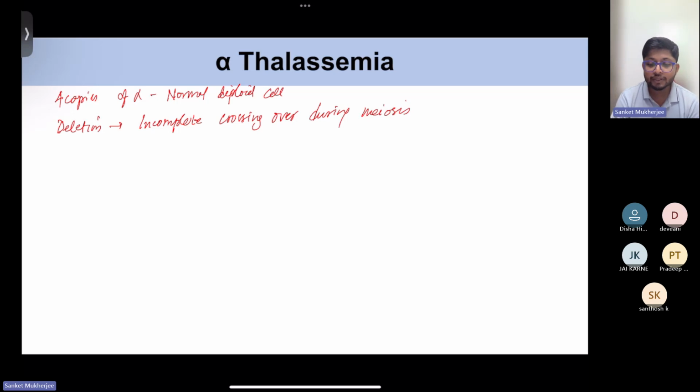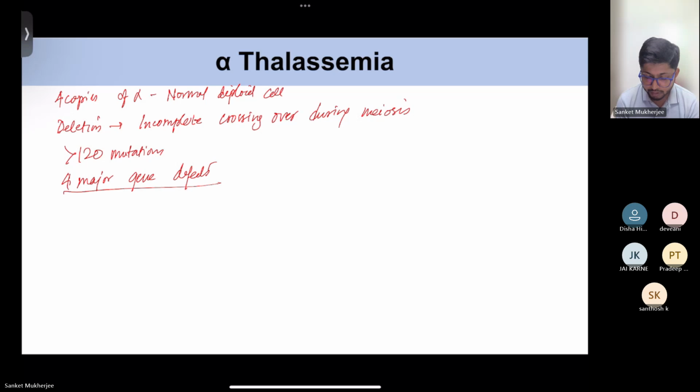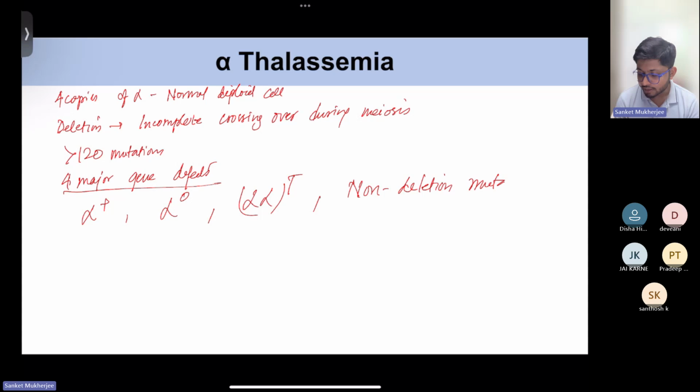So this is how it happens. There are more than 120 mutations that are reported for alpha thalassemia, right? And there are four major gene defects. So they are alpha plus, alpha zero, alpha alpha E, and non-deletion mutants. You can read about these in the slides, but these are the four major gene defects for alpha thalassemia.